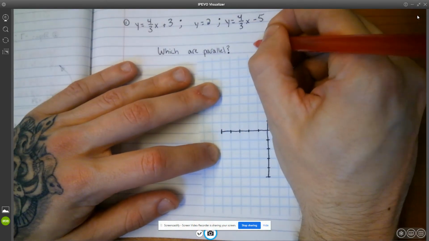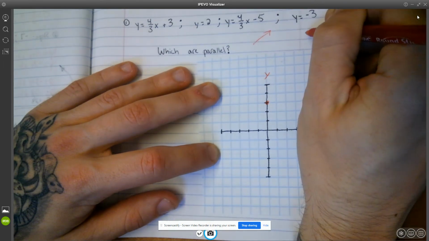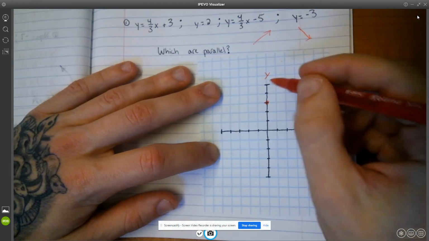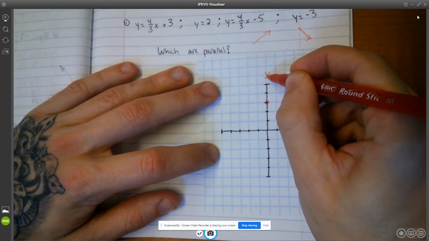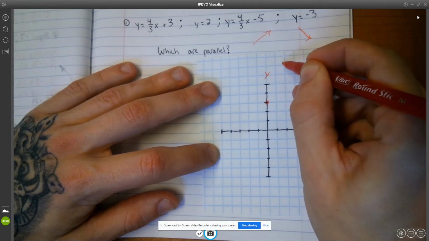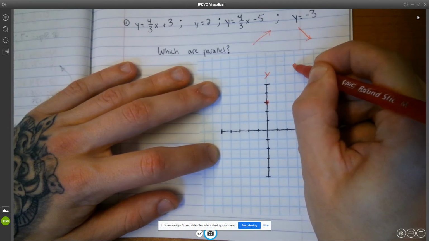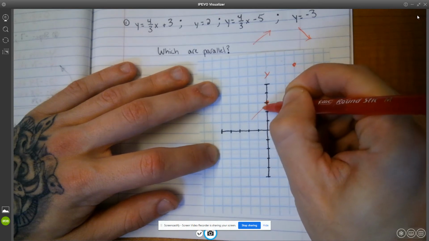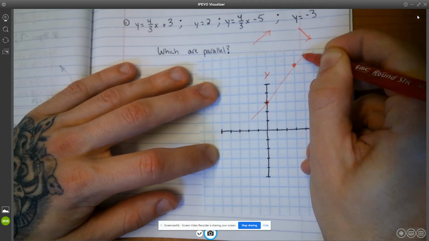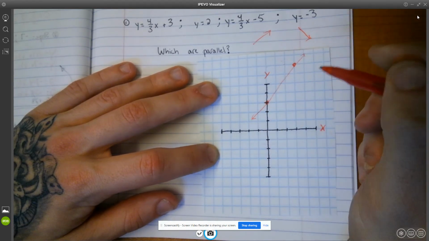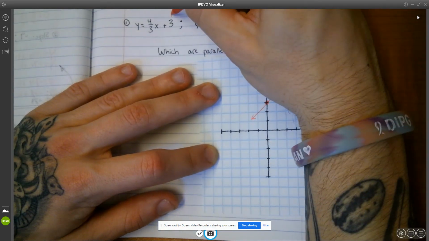If you recall, positive goes up and to the right, negative goes down and to the right. So we're going to go up 1, 2, 3, 4 over 1, 2, 3. And I can make a line that's beautifully drawn, something like that. We can call that one line A.